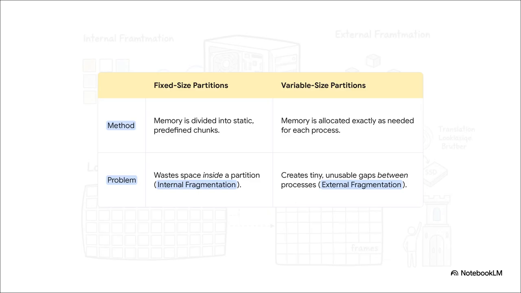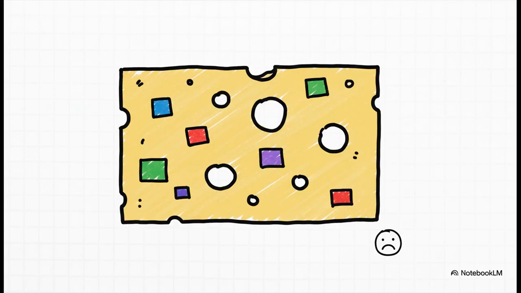Simple, right? Well, this simple approach had some really big flaws. If you used fixed-size partitions, and your program was smaller than the chunk you gave it, you wasted all that leftover space inside the partition. We call that internal fragmentation. So you think, okay, I'll be smarter. I'll use variable-size partitions and give each program exactly what it needs. But then as programs open and close, you're left with all these tiny, useless gaps between the programs. That's external fragmentation. So, either way, you end up with the same mess: fragmentation.